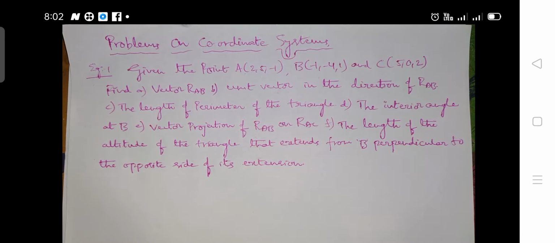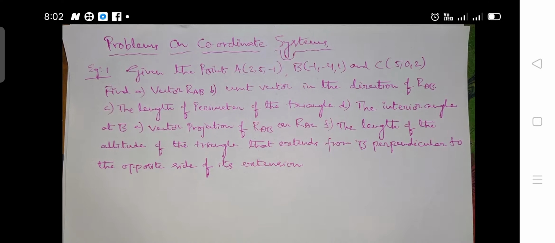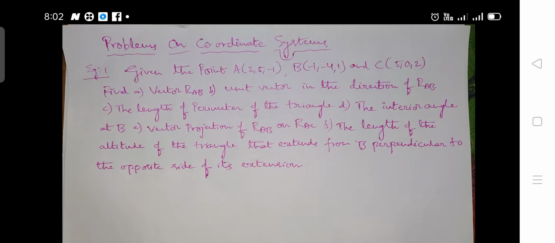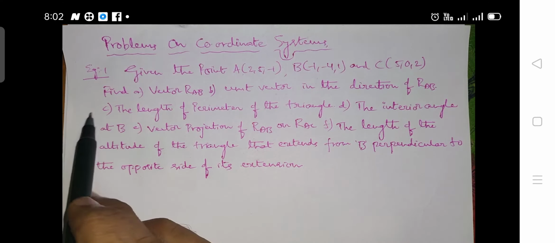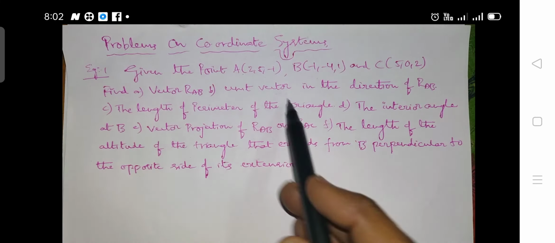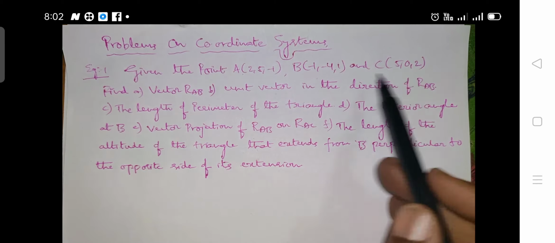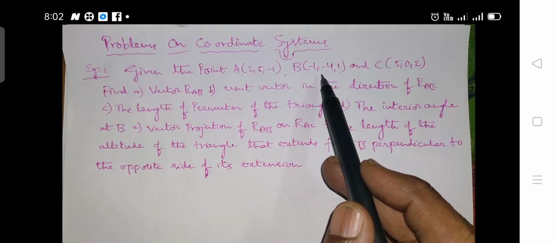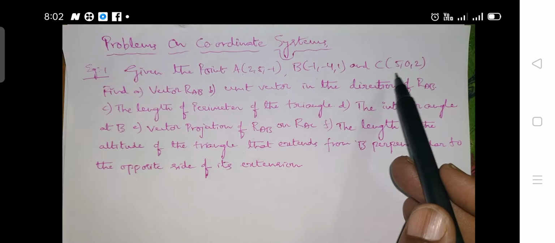In this session, I would like to deal with a few problems related to coordinate systems. Here, let us consider example 1. We are given 3 points: A (2, 5, -1), B (-1, -4, 1) and C (5, 0, 2).